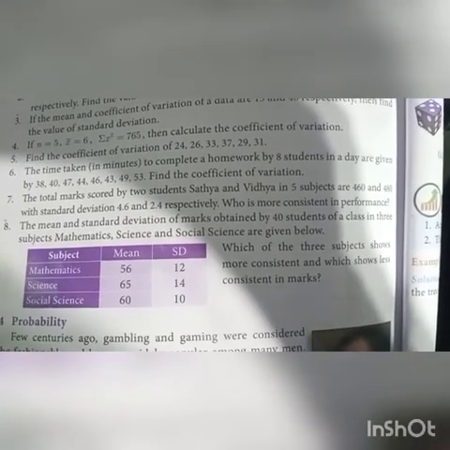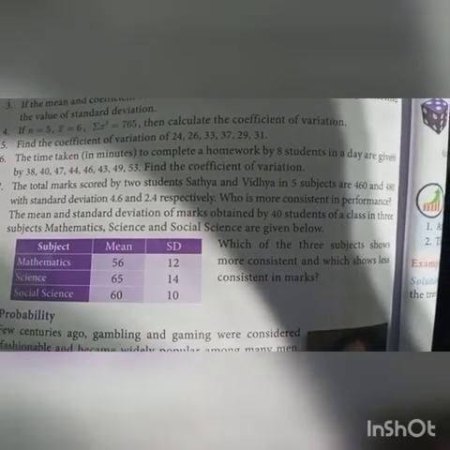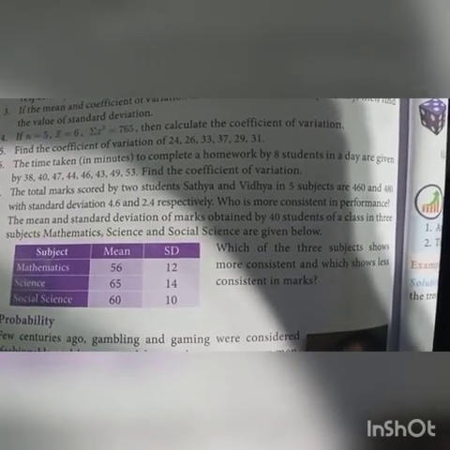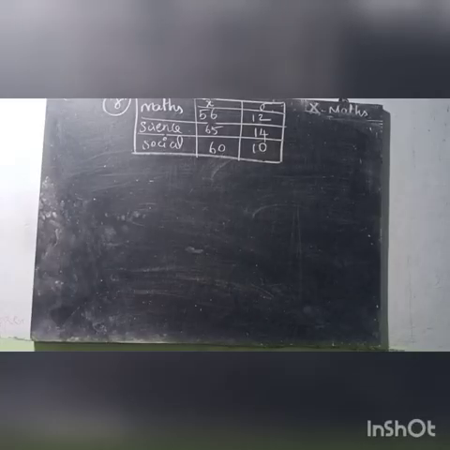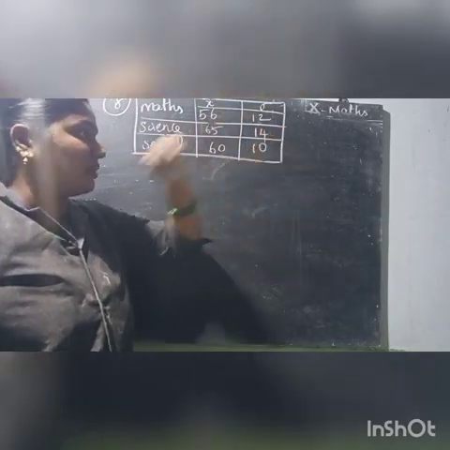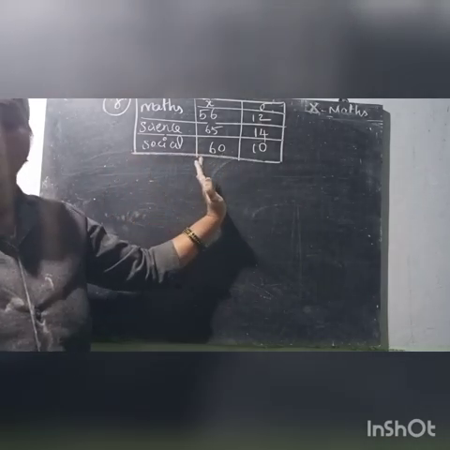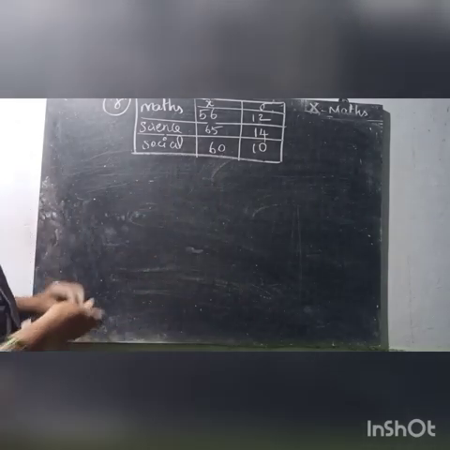The mean and standard deviation of marks obtained by 40 students of a class in 3 subjects, mathematics, science and social science are given below. So subject, mean value and standard deviation values are given. Which of the 3 subjects shows more consistent and which shows less consistent in marks? We have to find out which subject shows more consistent and which shows less consistent. So let me see one by one.